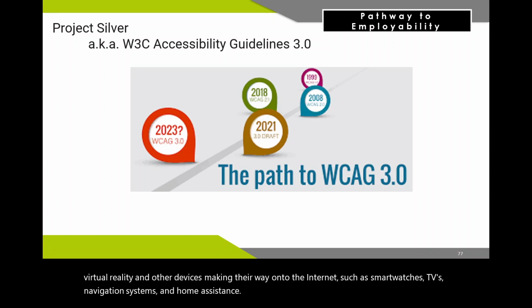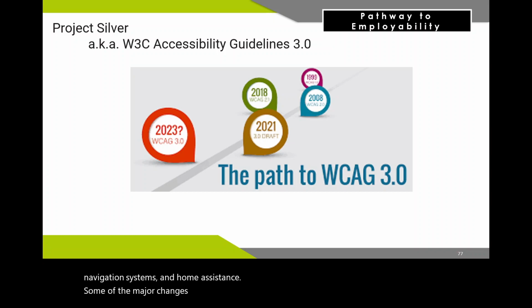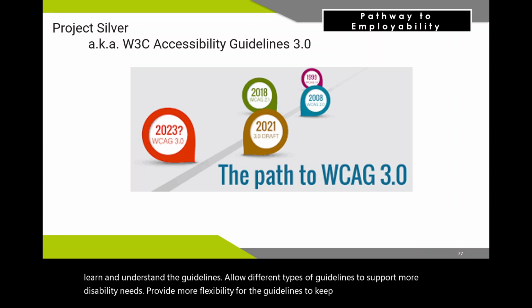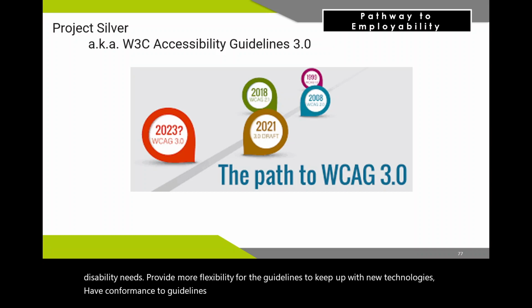Some of the major changes proposed from WCAG 2.x were the following. Make it easier to learn and understand the guidelines. Allow different types of guidelines to support more disability needs. Provide more flexibility for the guidelines to keep up with new technologies. Have conformance to guidelines better reflect real-world accessibility, including making allowances for bugs and other low-impact issues.